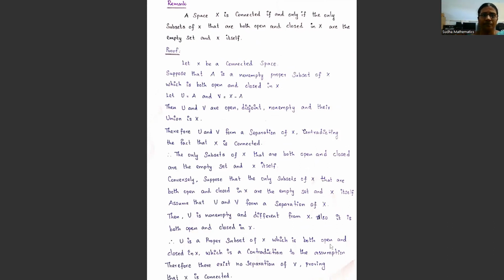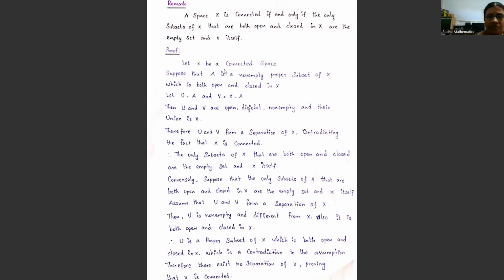Next, let us see a remark. A space X is said to be connected if and only if the subsets of X that are both open and closed in X are the empty set and X itself. So, from this remark, what we observe is, in a connected space, only the empty set and X alone are both open and closed. So no proper subset can be both open and closed. Let us come to the proof of this remark.